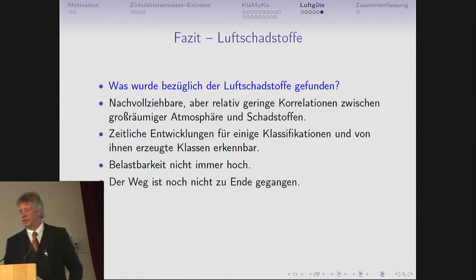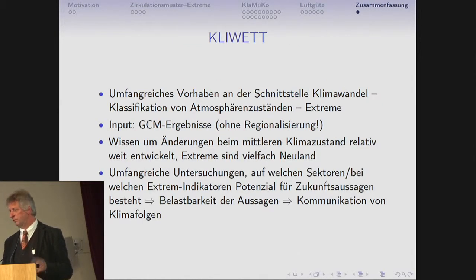And as a conclusion, what did we find? There are only weak correlations. We can find them, but they are not very strong, between large-scale atmospheric conditions and pollutants and contaminants. We have a time trend for certain classifications, which can actually be seen. There are trends, but it's not always very robust. And we still have to go a certain distance.